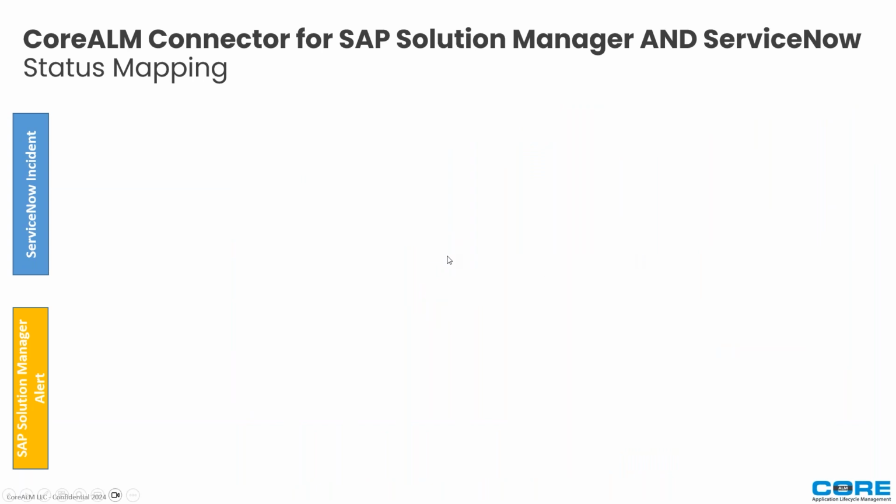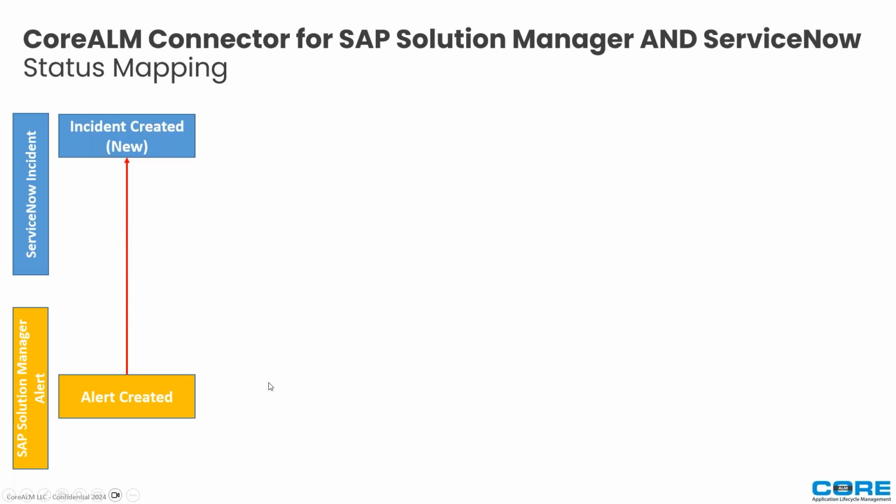So once we create the incident in ServiceNow, we have to go through the workflow. There are statuses that are available, but today we're going to look at a very simple scenario where an alert is created in Solution Manager automatically based on the templates that you have set up. Once the connector is deployed, this will trigger the creation of the incident in ServiceNow, and it'll be in status new.